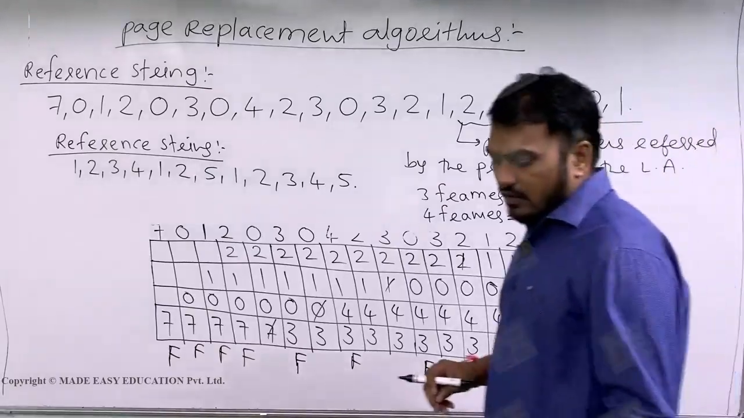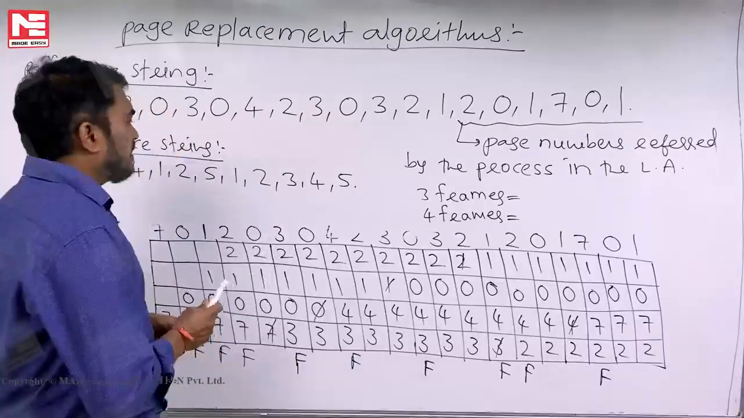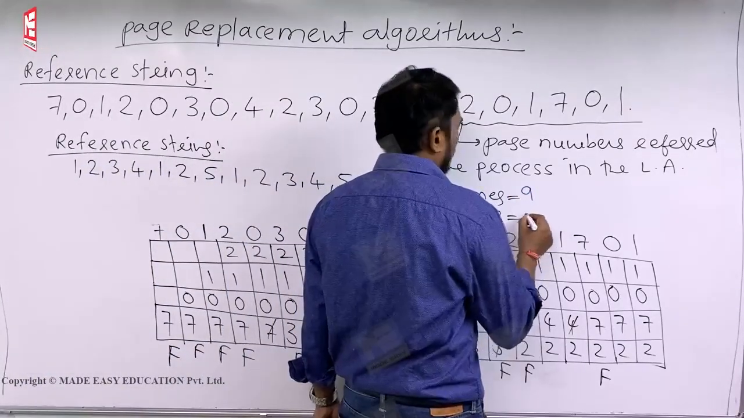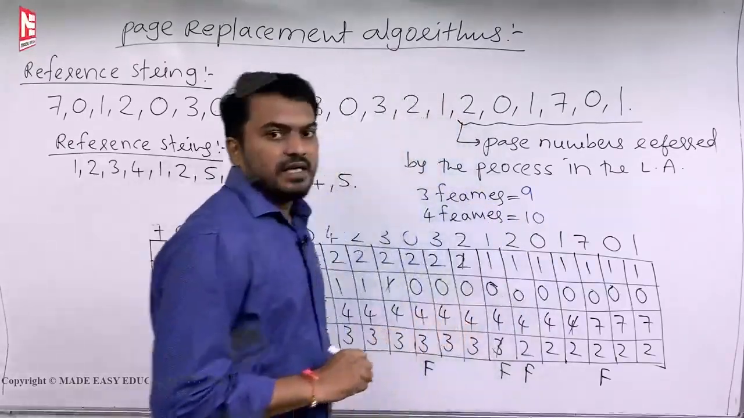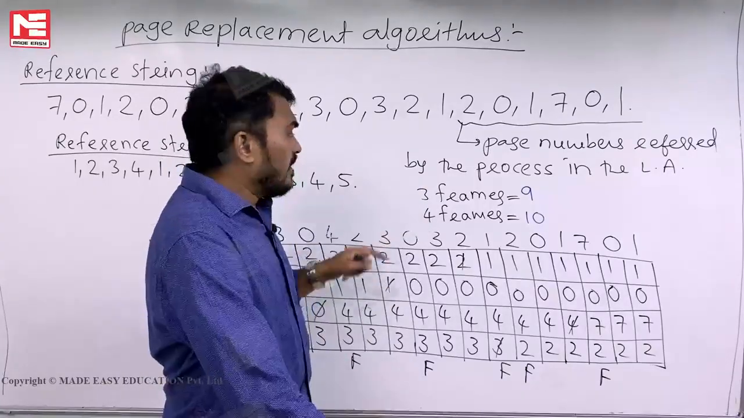Okay, right. So I am assuming all of you solved that. Now I am revealing the answer. With 3 frames you will get 9 page faults, and with 4 frames you get 10 page faults. Understand carefully: 3 frames gives 9 and 4 frames gives 10.